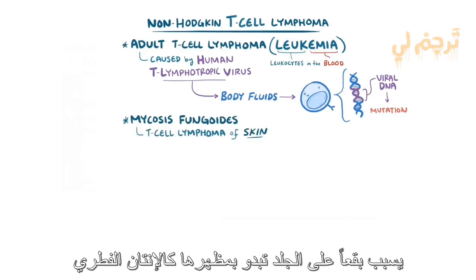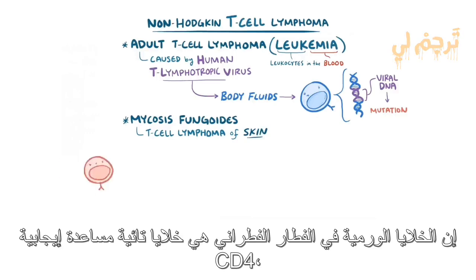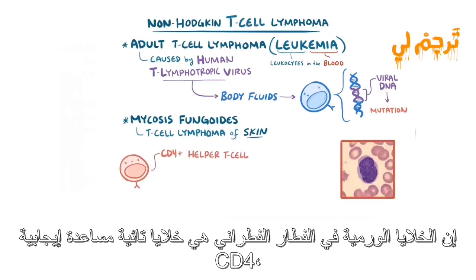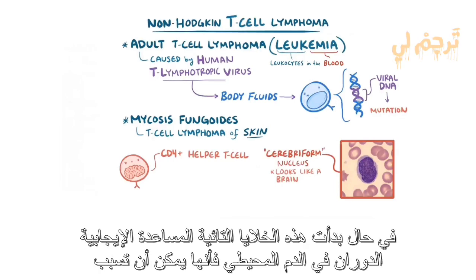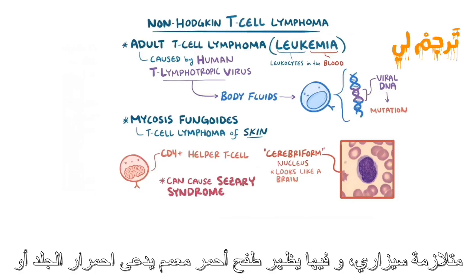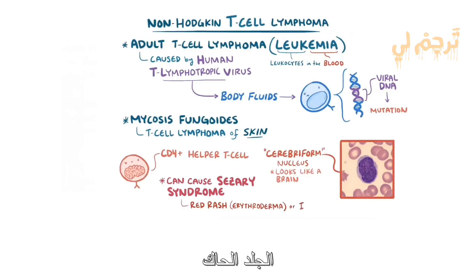The second T-cell lymphoma is mycosis fungoides, which is a T-cell lymphoma of the skin that causes patches on the skin that looks a bit like a fungal infection. The neoplastic cell in mycosis fungoides is a CD4 plus helper T cell, and under a microscope it has a distinctive cerebriform nucleus, because it kind of looks like a brain. If these neoplastic CD4 plus helper T cells start to circulate in the blood, they can cause Sézary syndrome, which is when there's a generalized red rash called erythroderma, or itchy skin.